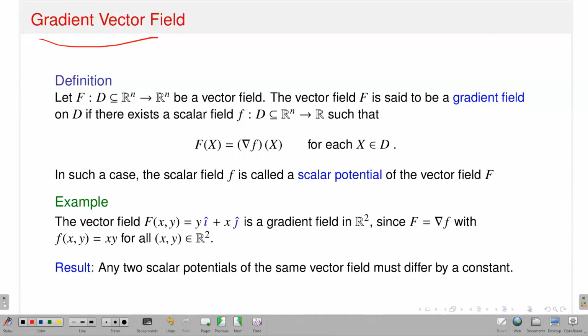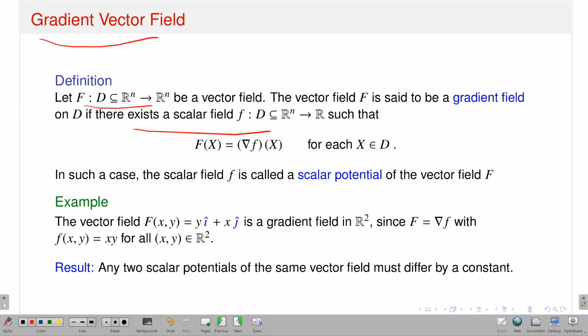This is the one I already discussed in my last lecture. Now, what is a gradient vector field? You have to start with a vector field. Let F be a function from some domain D, a subset of Rn, to Rn. I will say that the vector field is a gradient vector field if I have a scalar field f, that is, a function from D subset of Rn to R. For each point in the domain, I am associating a scalar.